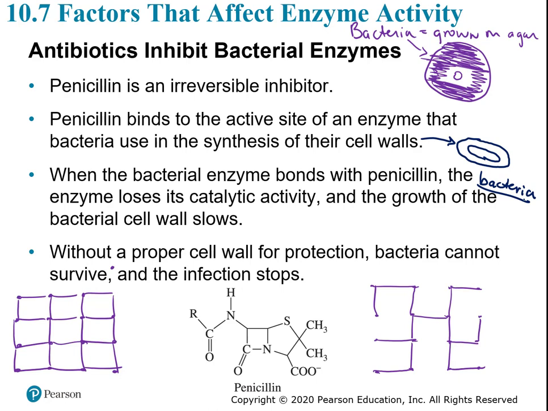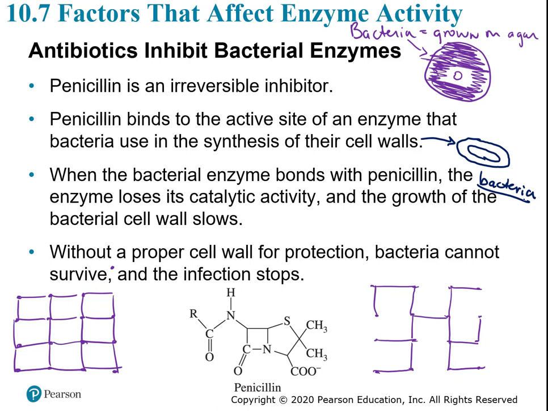When a bacteria cell grows, and this one's a little bacillus, or a little rod shape, it gets longer, and when it gets long enough, it splits in half, and now it's two separate cells. Then those cells elongate, and when they get long enough, they split in half, and now you've got four cells. That's how they grow and divide.